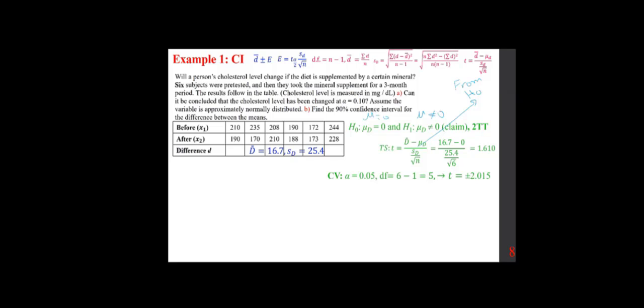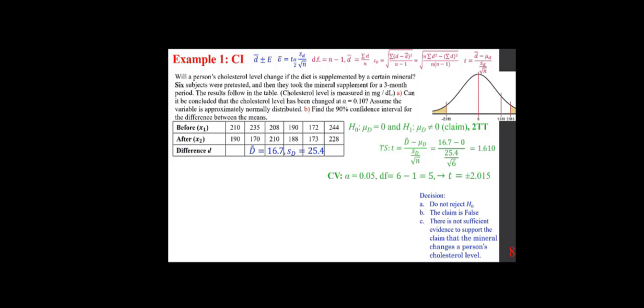When we do the drawing, we notice that the test statistic is somewhere in between. And so clearly, the test statistic is in between, and simply put, do not reject H0, or fail to reject H0. If you are not rejecting H0, you are rejecting H1. If you're rejecting H1, then you're rejecting the claim. The claim becomes false, and there is not sufficient evidence to support the claim that the mineral changes a person's cholesterol level. So this is the end of the test of hypothesis, and everything is being repeated.